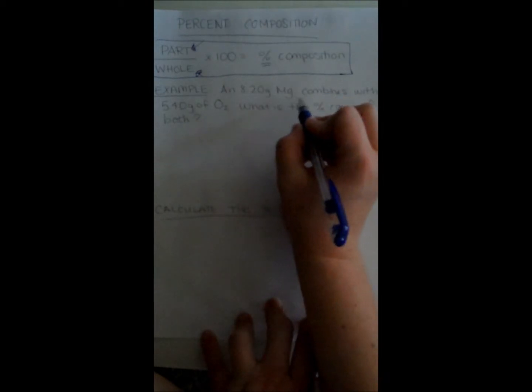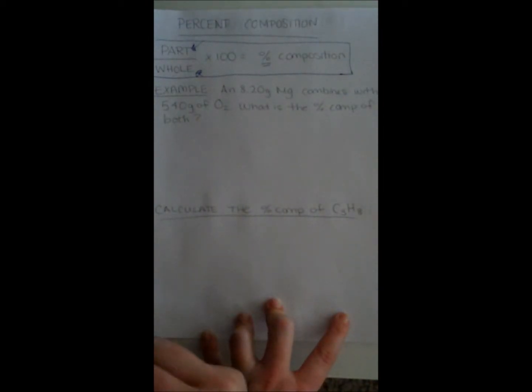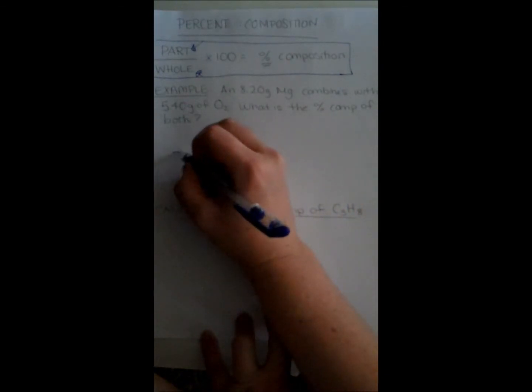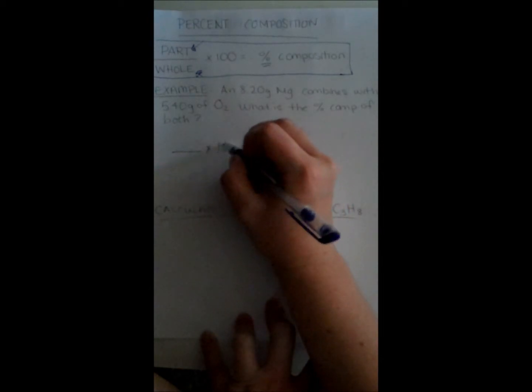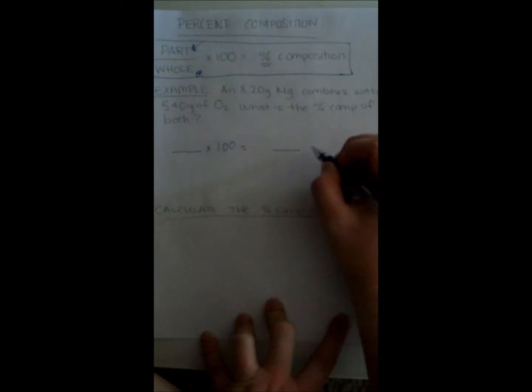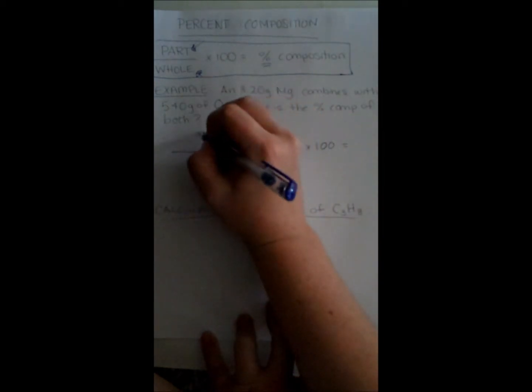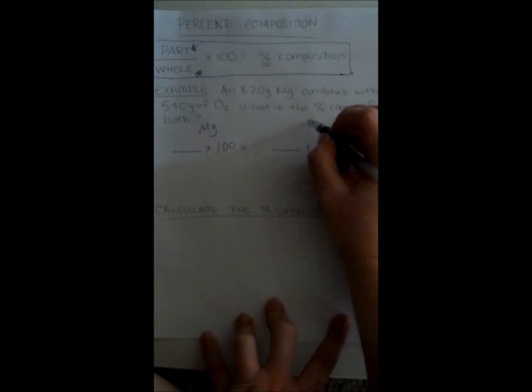So I'm going to show you two different problems you might see with percent composition. Our first one says 8.20 grams of magnesium combines with 5.40 grams of oxygen. What is the percent comp of both? So we're going to do both of our parts divided by our whole times 100. I'm just going to do my two little setups right here, and then I'll be able to do one for each. Now I'm going to have Mg here, O2 here.